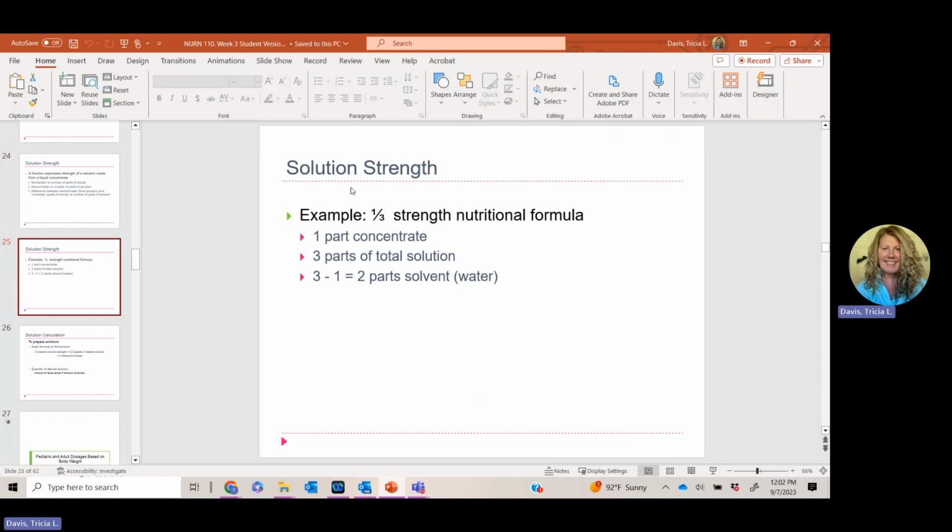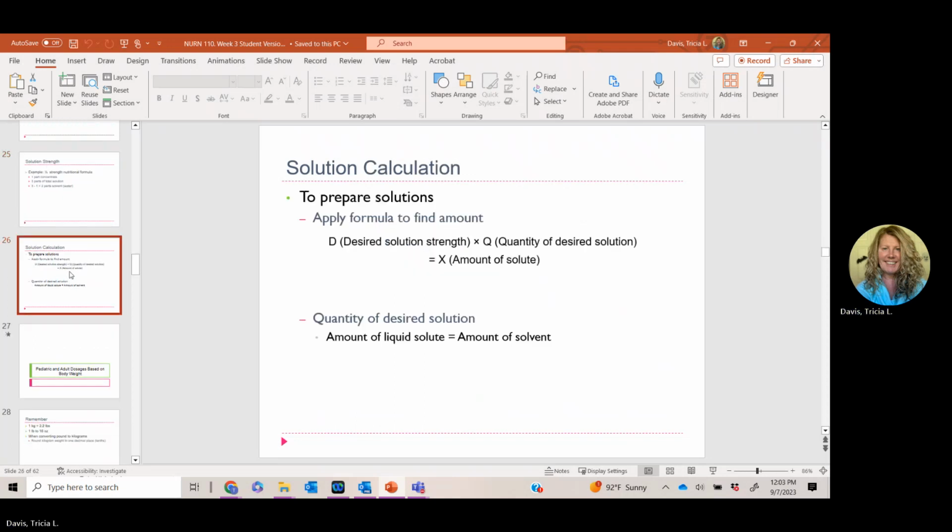So, for example, we have 1/3 strength nutritional formula. 1 part concentrate, so it's very, very concentrated. So it means we have to add something to it to get the appropriate dose. 3 parts of a total solution. So we have a 3-to-1 ratio. 3 minus 1 is going to be 2 parts solvent, which means water. Okay, so we would add 2 parts water to make this 3 parts total solution.